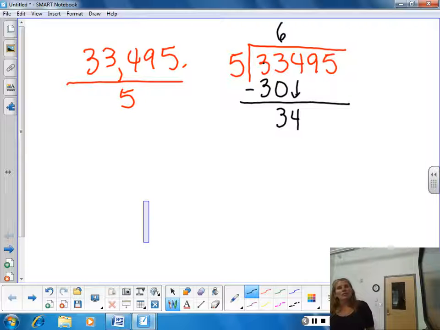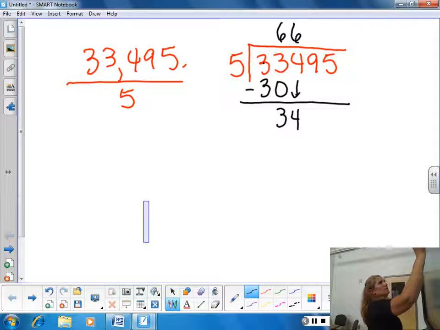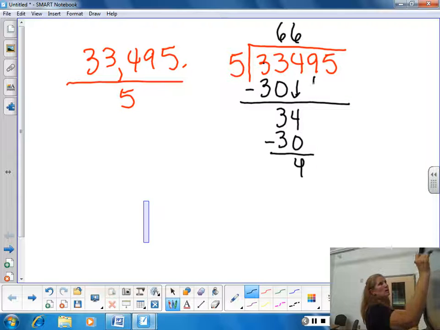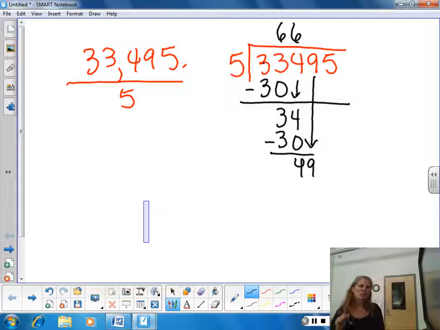Well, 5 times 7 is 35. That's a little bit too much again. So it looks like it's 6 again. 6 times 5 is 30 again. And I subtract, I get 4. And now I'm bringing down the 9. You don't have to put the arrows, but the reason I do it is to remind myself if something comes down, something's got to go up.